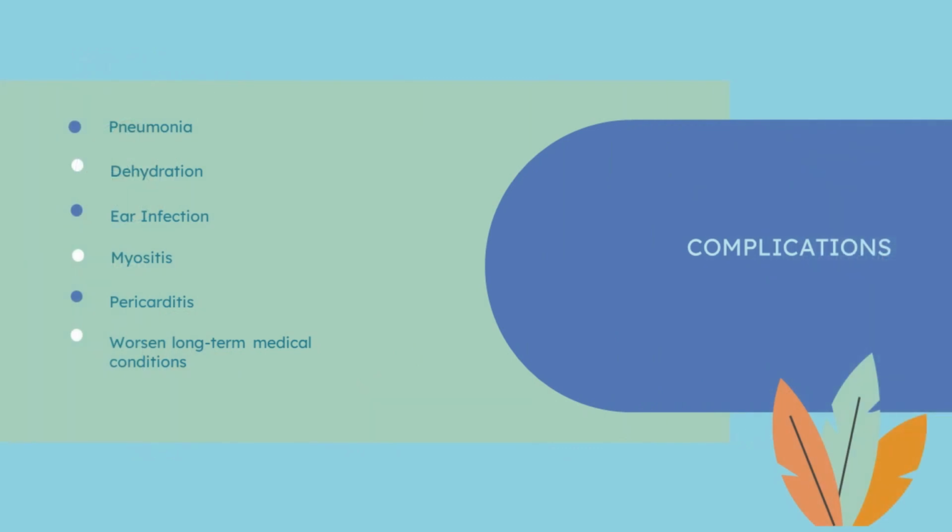Complications. If you are young and healthy, the flu usually isn't serious, although you may feel miserable while you have it. The flu usually goes away in a week or two with no lasting effects. But children and adults at high risk may develop complications that may include pneumonia, dehydration, ear infection, myositis, pericarditis, or worse in long-term medical conditions.